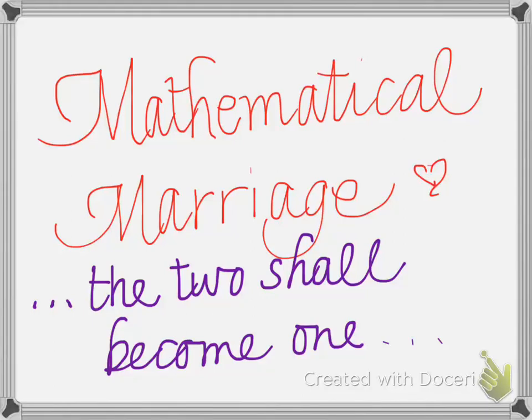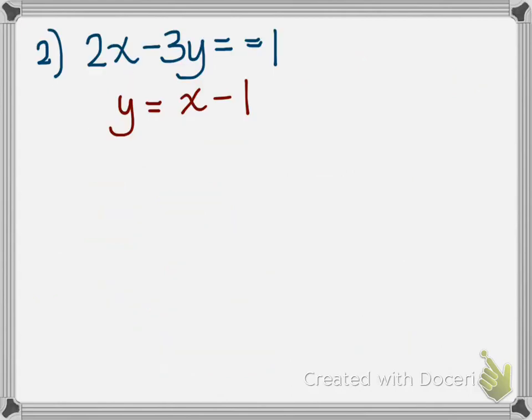Mathematical marriage. We are going to talk more and more about relationships as this chapter goes on. And today we're going to take two equations and they're going to get married. The name of the game is the two shall become one. We're going to do number 2 from your worksheet right now.